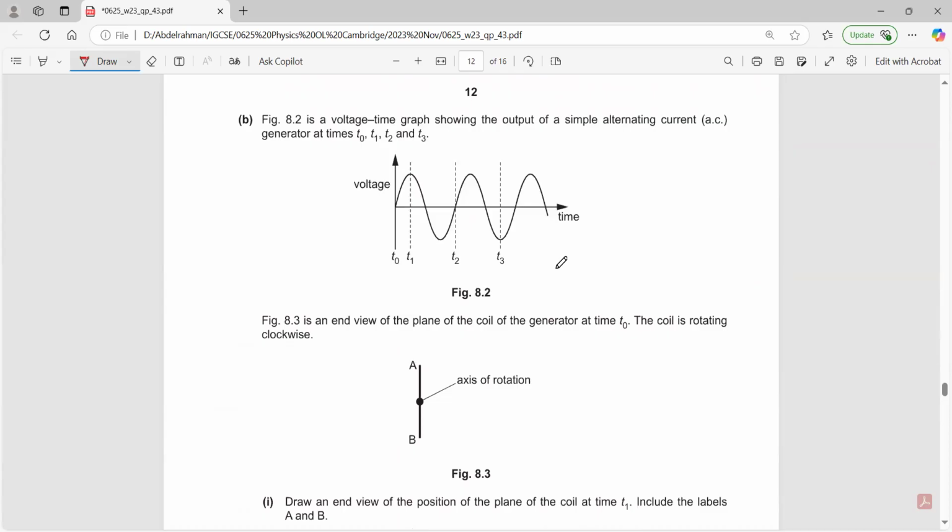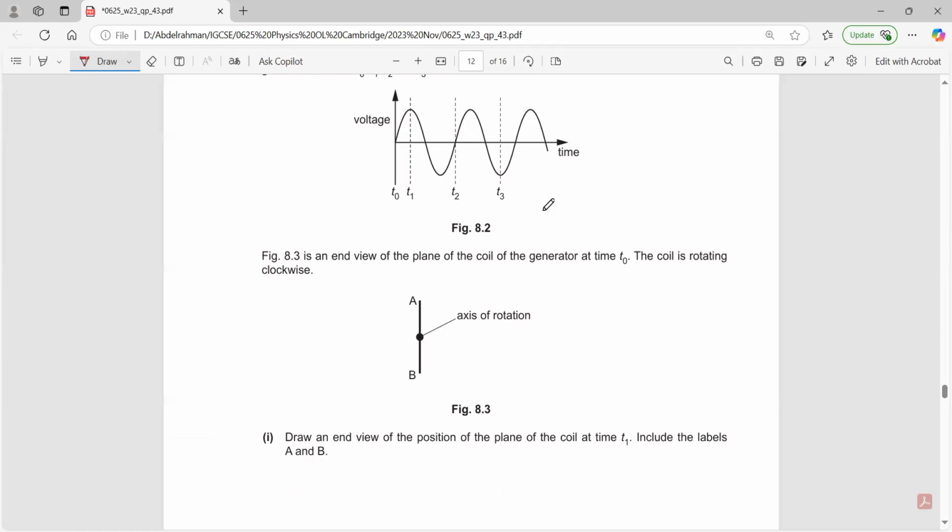Okay, question B. I guess a lot of you would have problems solving this question, even though it's a bit easy. Let's take it easy. Now you have a voltage time graph showing the output of a simple alternating current, which is a sinusoidal wave. Figure 8.3 is the end view of a plane at time 0, and it's rotating in a clockwise manner.